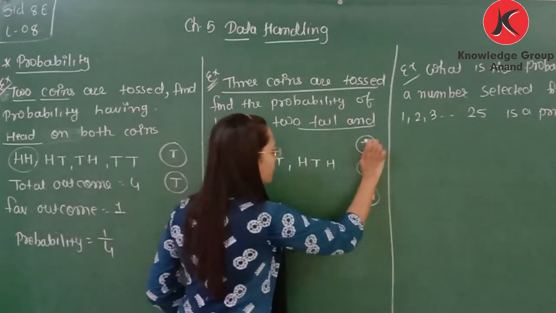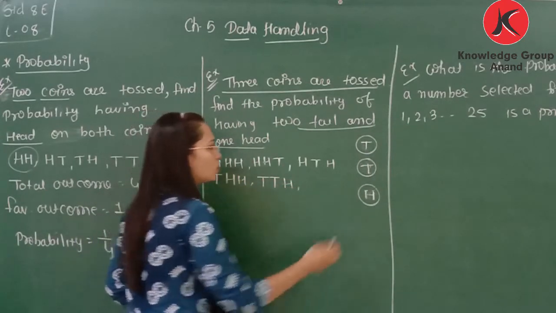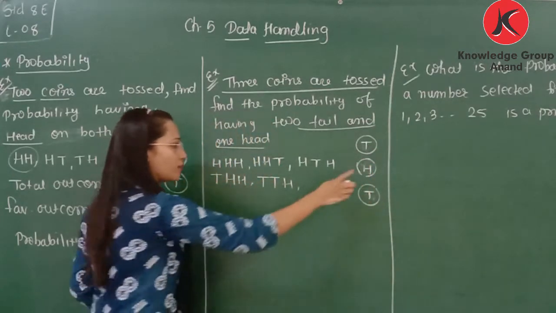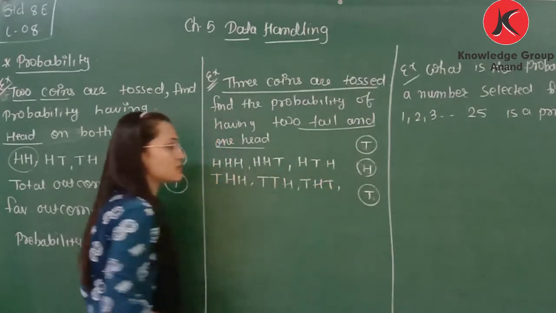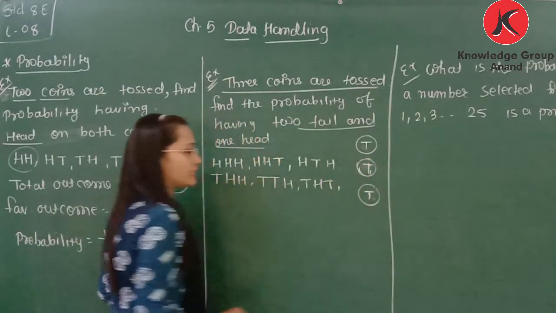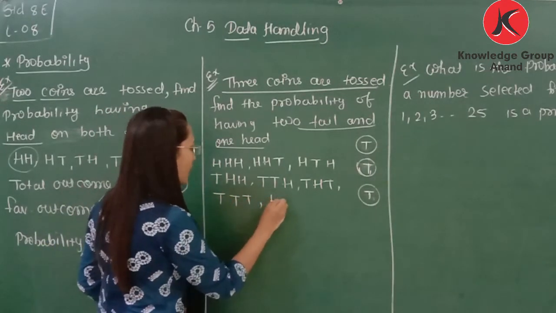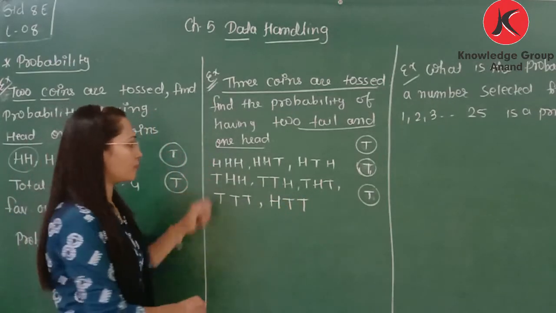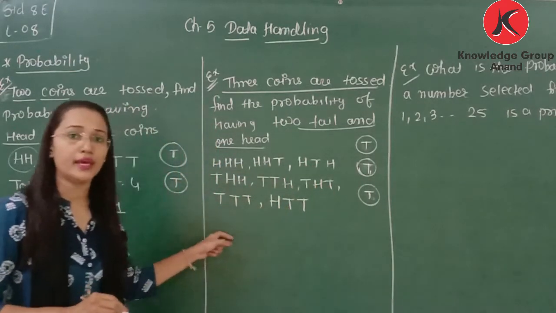Now it is also possible that we have tail on two sides. Also possible that we have head in the second coin, tail in the first and tail in the last. So this is our next probability. Then it is possible that we have tail on all 3 coins. Now it is also possible that we have head on the first coin and tail on the last. So now count the total number of probabilities: 1, 2, 3, 4, 5, 6, 7, 8. So there are 8 possible outcomes.